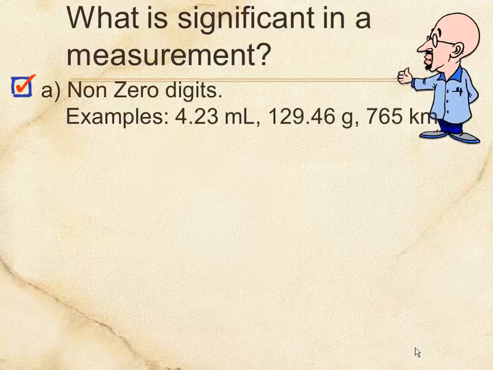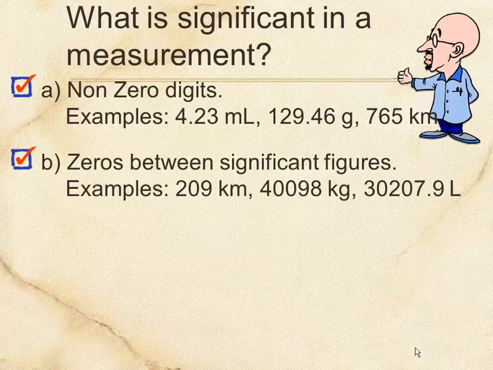So what is significant in a measurement? Non-zeros, so that's easy. 4.23, 3 sig figs. 129.46 is 5, and 765 is 3. Zeros between significant figures are significant. So 209 is 3, 40,098 is 5, and 30207.9 is 6.